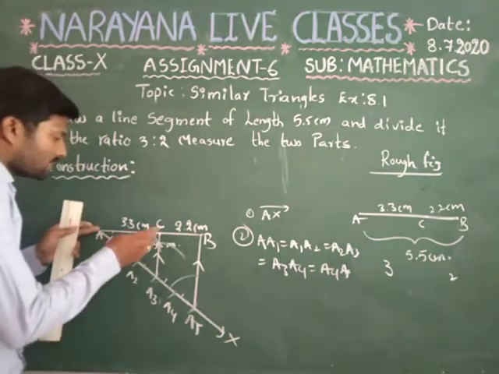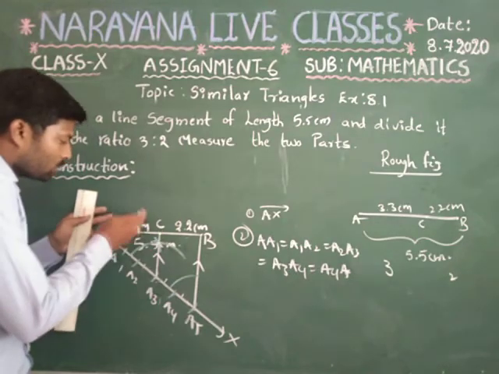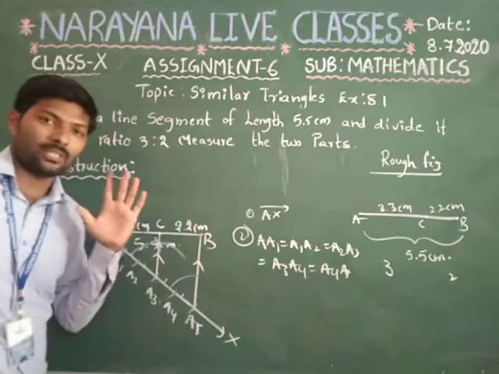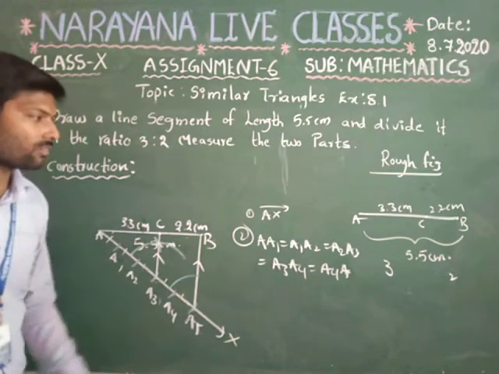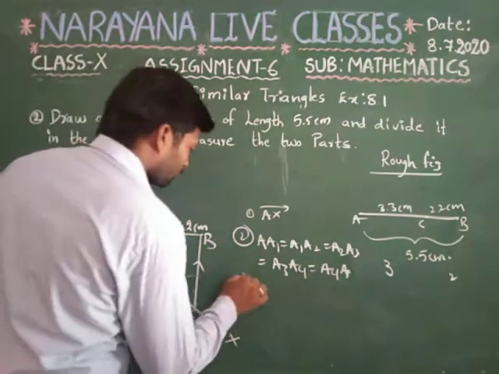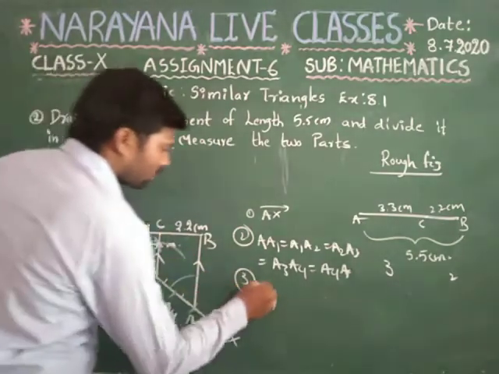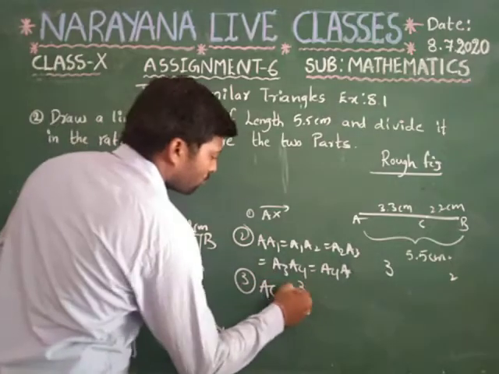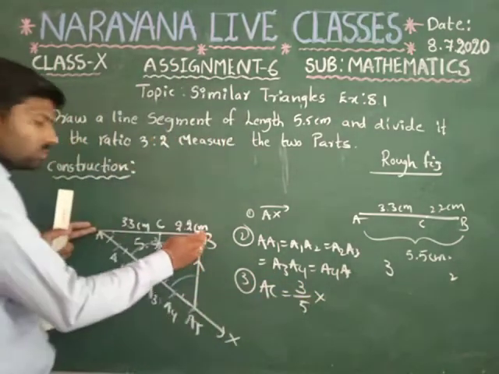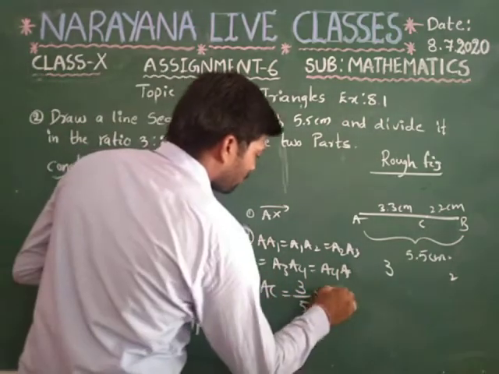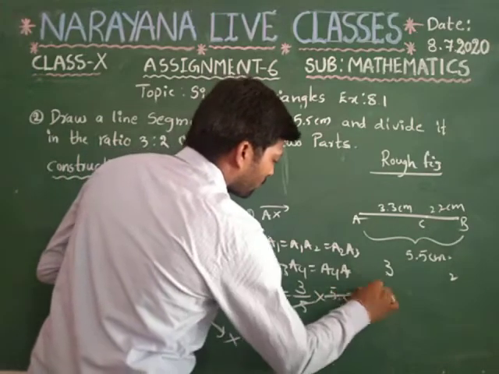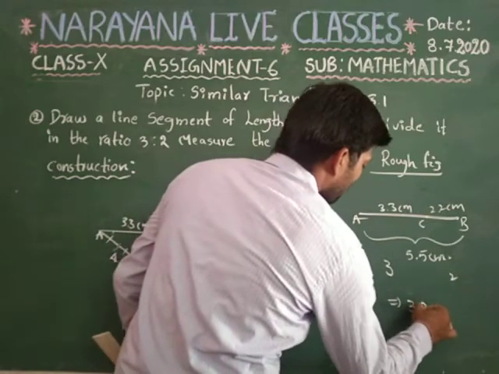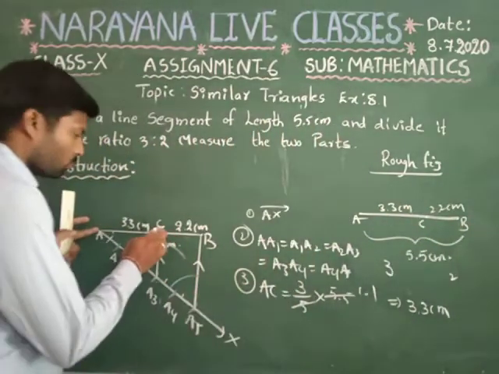So if you measure this length, it must be 3.3 centimeter. Again CB must be 2.2 centimeter. So this can also be verified theoretically. If you take this one, AC is equal to how much? Totally how many parts? 3 parts. 3 out of 5 into the length of the total line segment, that is 5.5. It is how many times? 1.1. So what is 3 times 1.1? It is nothing but 3.3 centimeter.